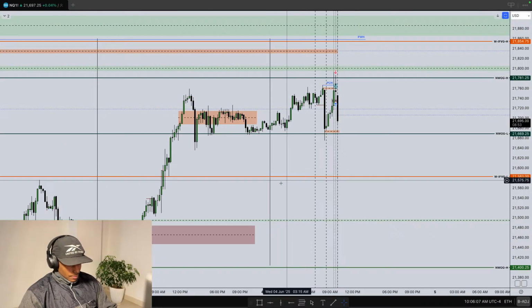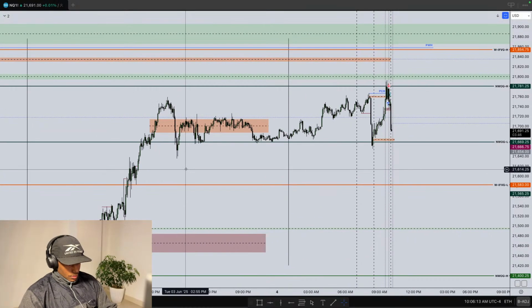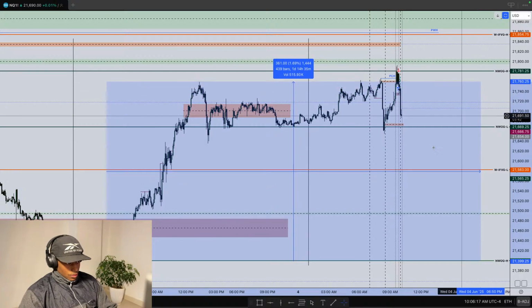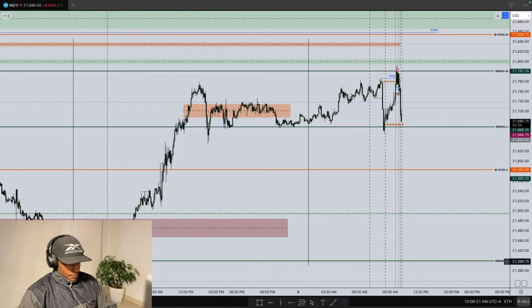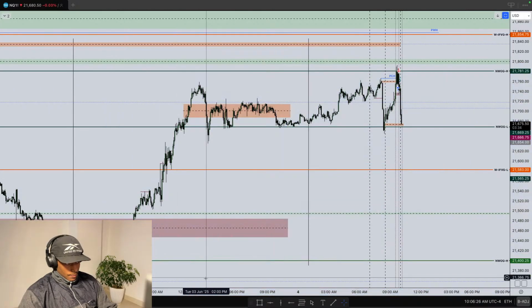I think the 15-minute is completely balanced. So along the previous day's range, just down there, that low, that high.